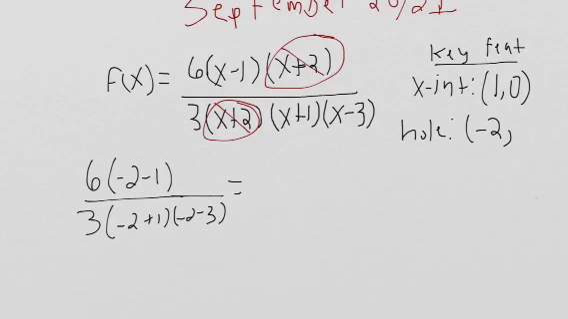All right, so what does that give us? 6 times -3 is -18 on top. And on bottom, we have 3 times -1 is -3, times -5 is +15. So we have a hole at -2, -18 over 15.